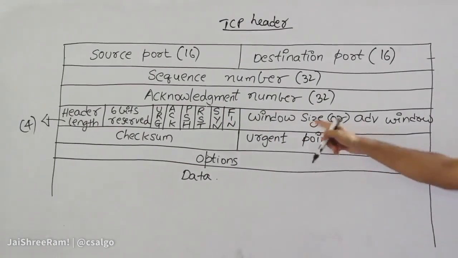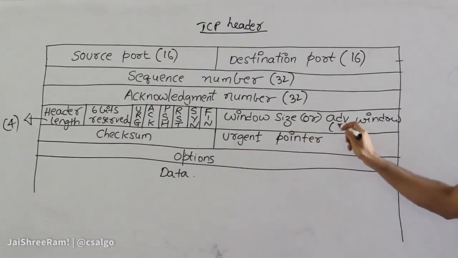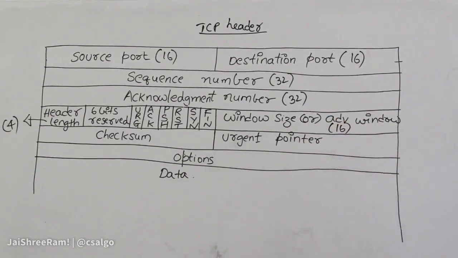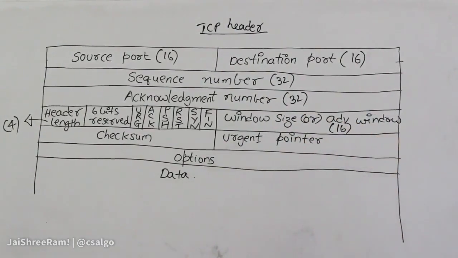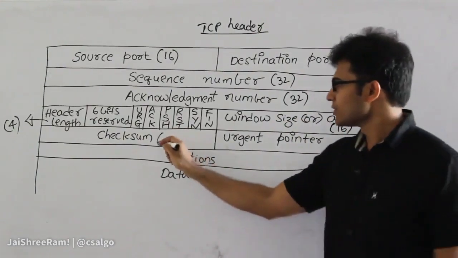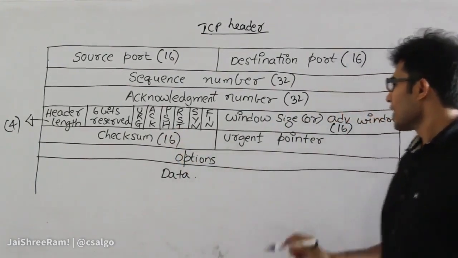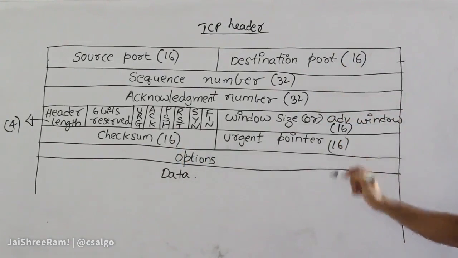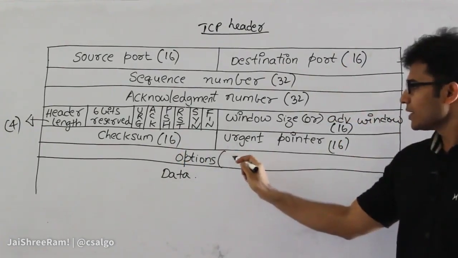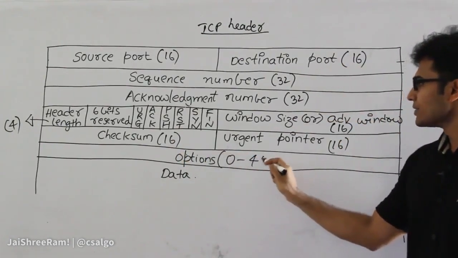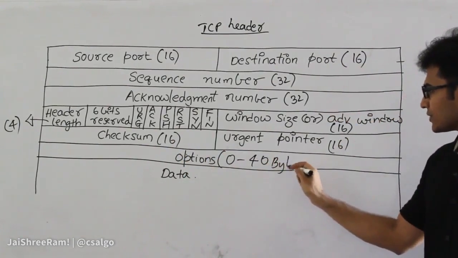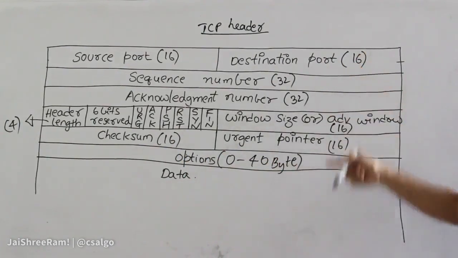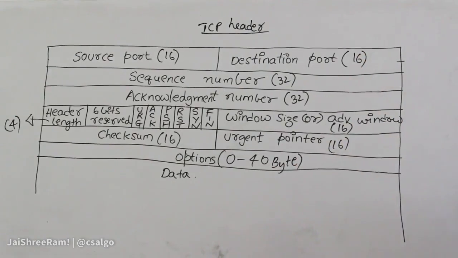And advertisement window or window size is a 16-bit field. It is used for flow control. I'll explain it when I am explaining flow control. And checksum is a 16-bit field, and urgent pointer is a 16-bit field. And options can be anywhere from 0 to 40 bytes. So this is the difference: all the other fields are in bits, but only for options I am talking in bytes.